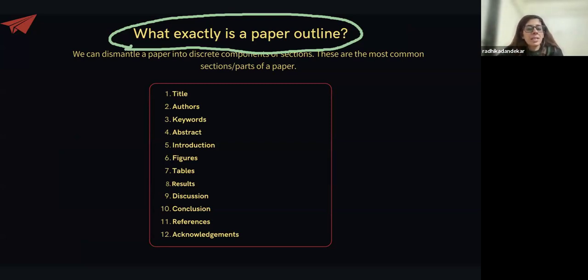The 12 things that are mentioned here are the total constituents of a research paper, but the 5 things that I told you about right now, they constitute a paper outline. And we will first proceed to write a paper outline, and then we will write a complete manuscript that will include these 12 points.